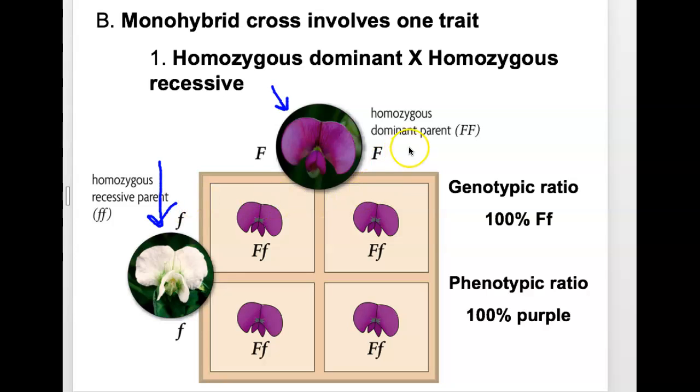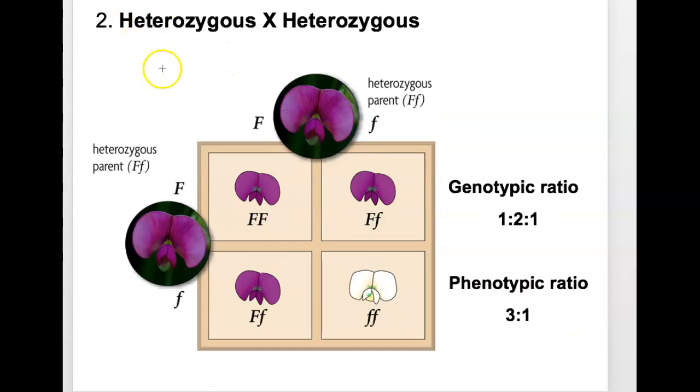So when he has the homozygous dominant parent with the capital F, and he has the homozygous recessive parent with the lowercase f, he fills in each of the squares with the offspring of a capital F and a lowercase f. He finds out that the genotype is 100% capital F, lowercase f, and the phenotype is 100% purple. So the last page we saw a homozygous dominant and we crossed it with a homozygous recessive.